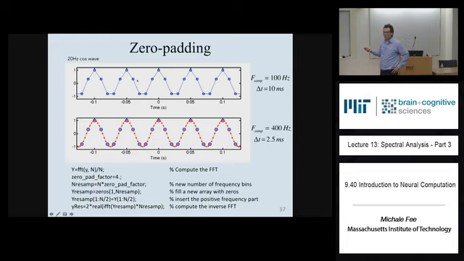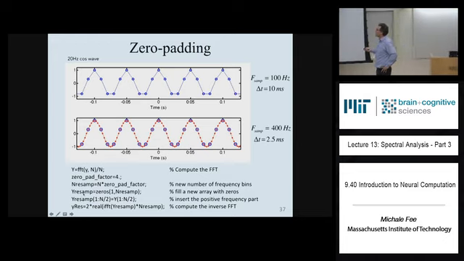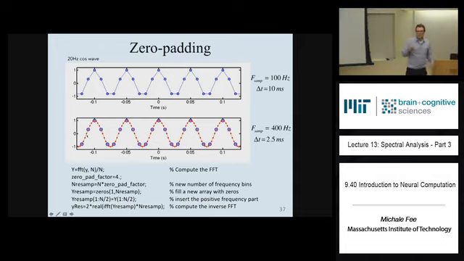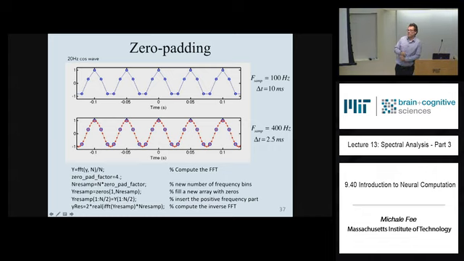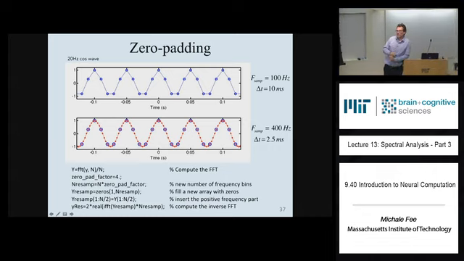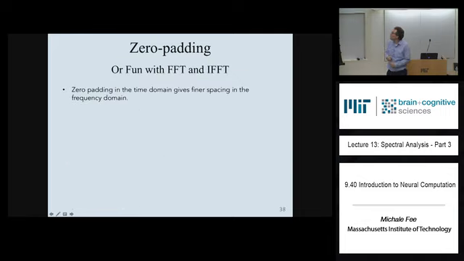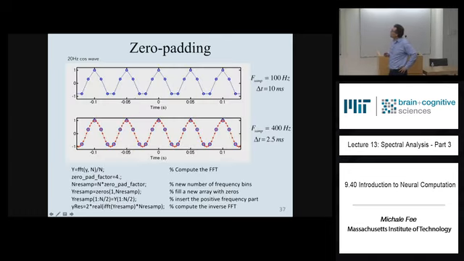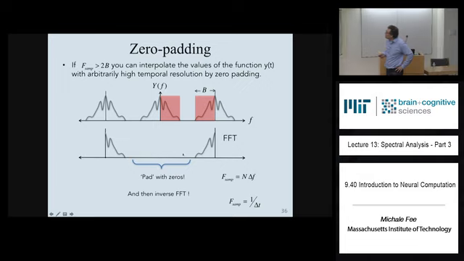Okay? But you can do that with any function, as long as the highest frequency in your original signal is less than half the sampling rate. Make sense? So zero padding, so what I showed you here is that zero padding in the frequency domain gives you higher sampling, faster sampling in the time domain.